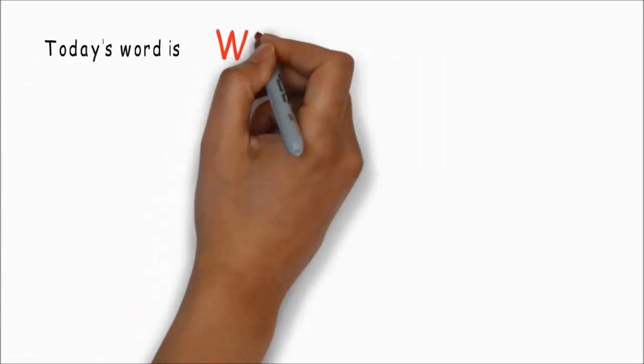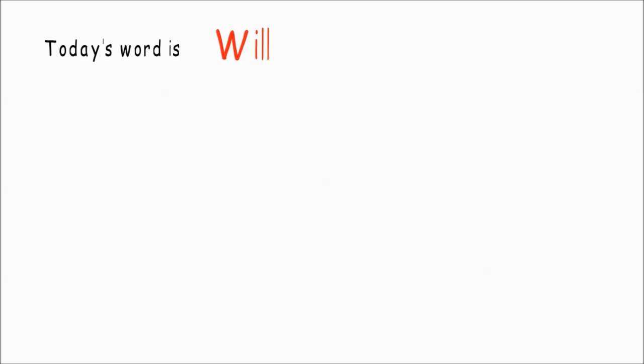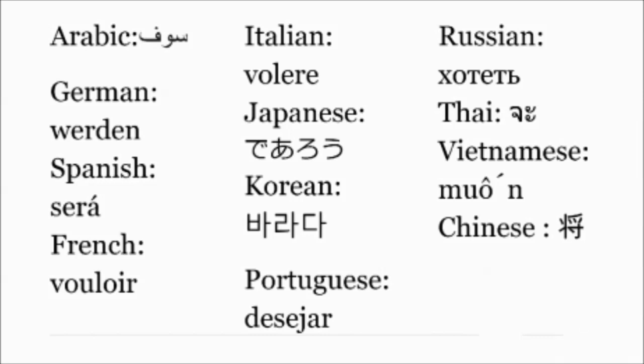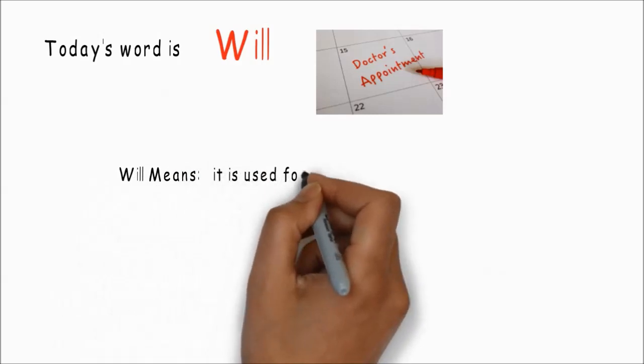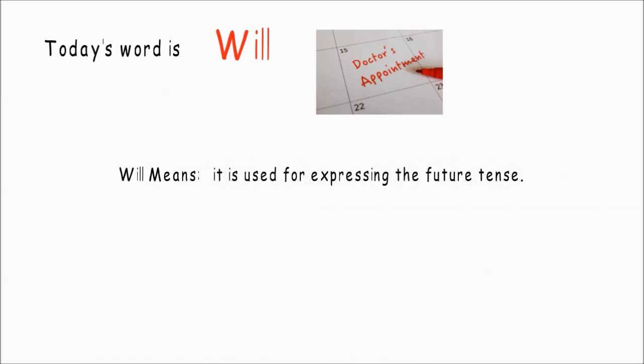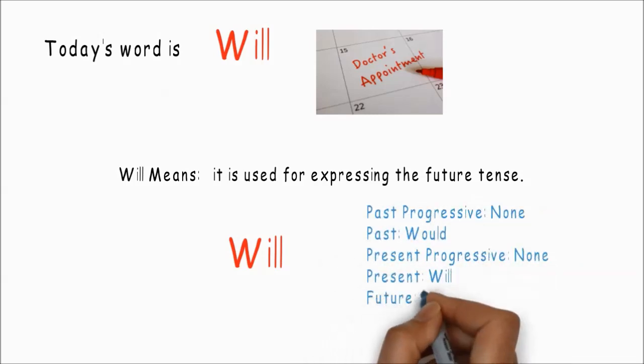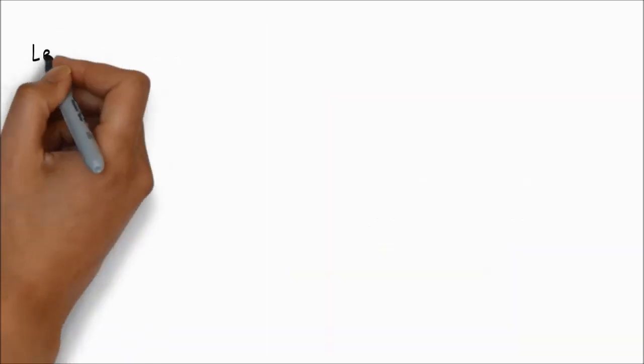Today's word is will. Here is a picture of someone who will go to a doctor's appointment. Here is will in many languages. Pause the video and find yours. Will is used for expressing the future tense. Will. Past progressive none, past would, present progressive none, present will, and future will. But it's usually used in the future tense.